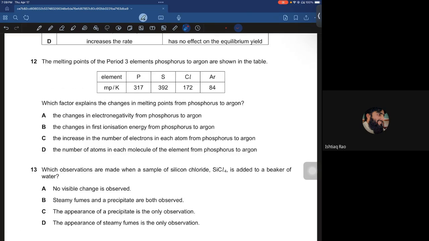Phosphorus exists in the form of P4, and sulfur exists in the form of S8. Chlorine exists in the form of Cl2, and this is argon. This is monoatomic. This is single.